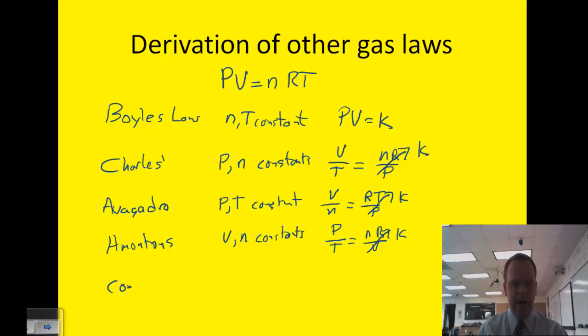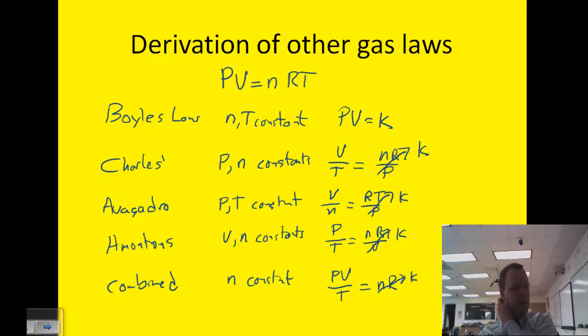And we can even do the combined gas law. The only thing that's constant is N. So we do PV over T, leaving the two things that are constant on the other side. So we get PV over T equals K.